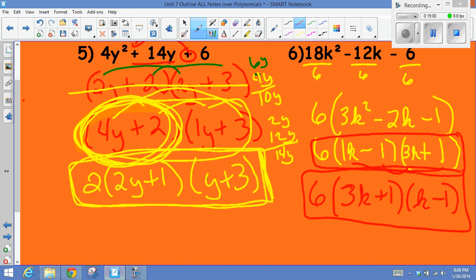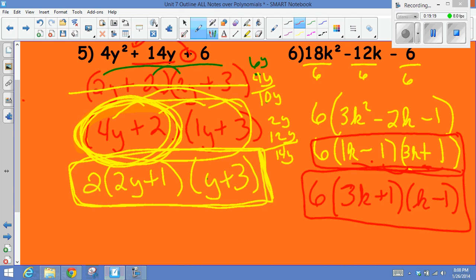Because remember that multiplication is commutative, and you can do it backwards. 5 times 2 is the same thing as 2 times 5. It just depends on where you put that negative sign. If I had put the plus here and the minus here, then I would have had it done around the other way too. So it is the same answer.